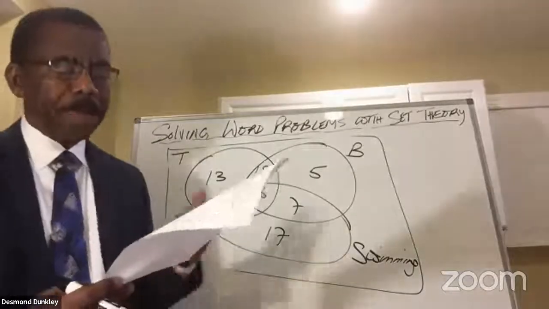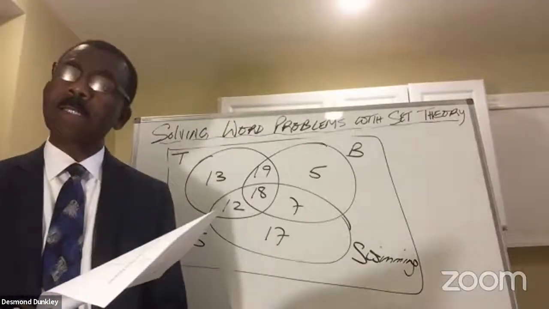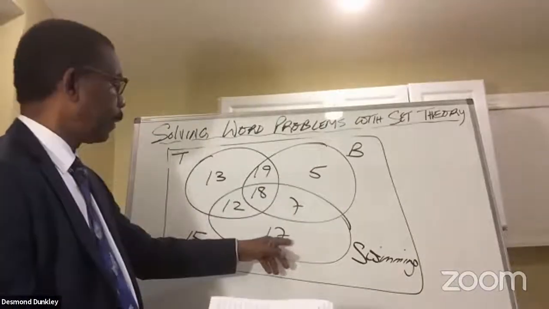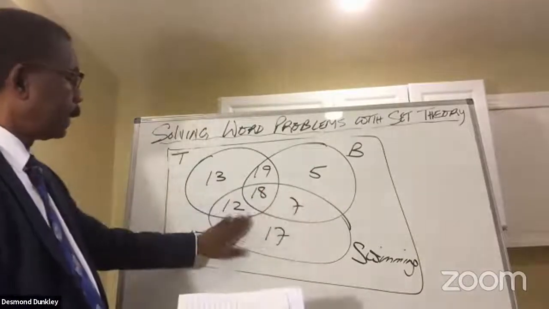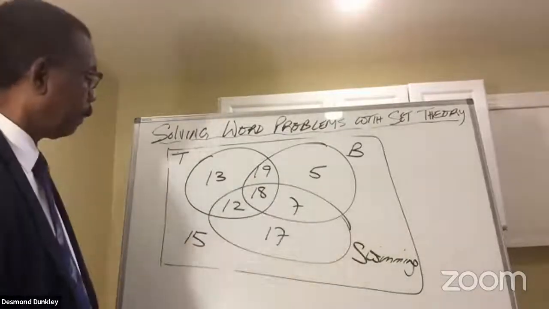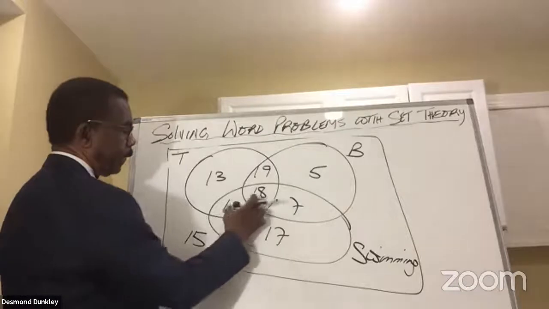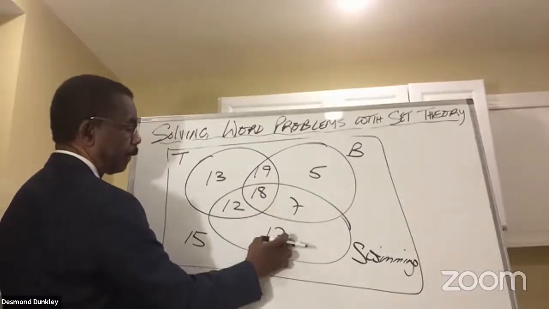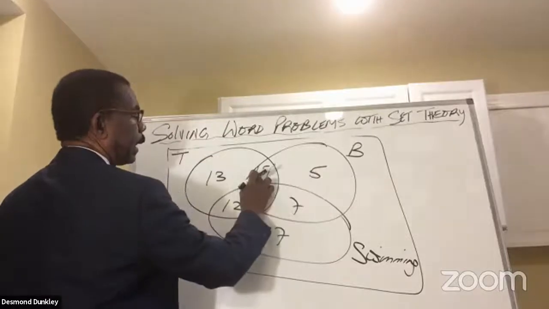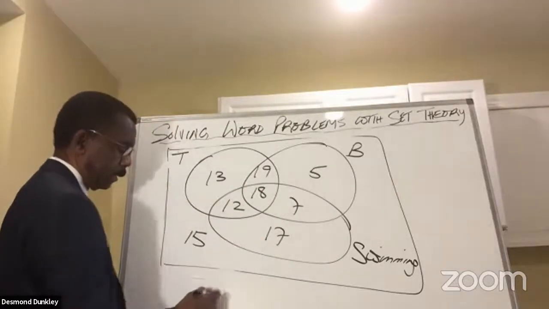How many students like badminton or swimming? So badminton is here, swimming is here. There's going to be all of this plus these 2. So we just need to total these numbers here. So what do we have? This is 30, 47, 54, 59, 69, 78.